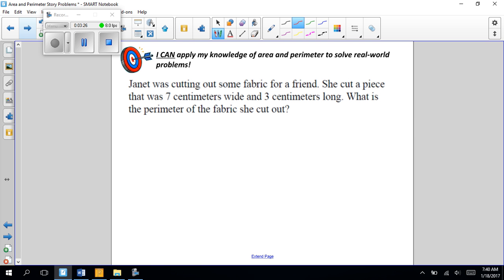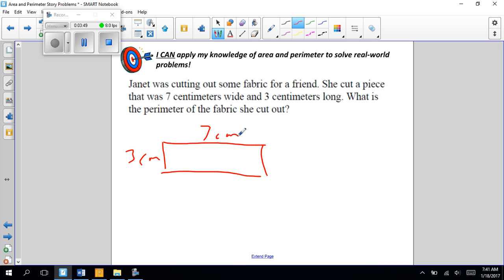I'll read it and then you can pause it if you want to. Janet was cutting out some fabric for a friend. She cut a piece that was 7 centimeters wide and 3 centimeters long. What is the perimeter of the fabric she cut out? Oh, it's going to come as a shock to you, but I'm going to draw it. I've got it as 3 centimeters this way. I've got it as 7 centimeters this way.